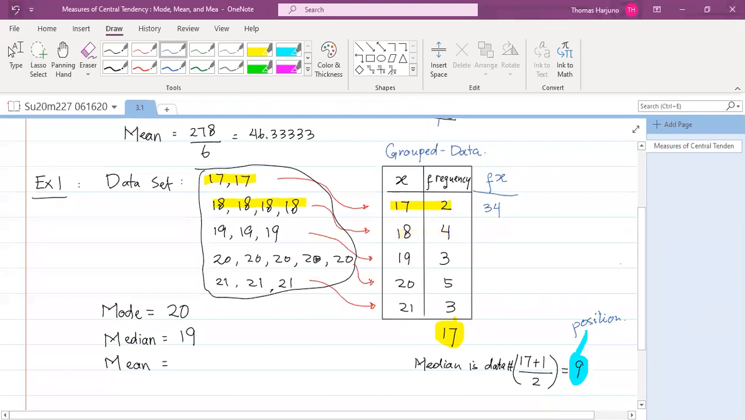Now, the thing is, usually we are not given this data. Imagine you are given the frequency distribution to start with. How do we know data number 9? Take a look at the cumulative frequency. From the smallest number, 17, group 17, only 2. Think of this as cumulative frequency. Oh, so that's why you added them? Yes. Group 17, only 2. Up to 18 is 6. Up to 19 is 9. So I know data number nine is still in this group, and it must be 19. Okay, makes sense. Thank you.